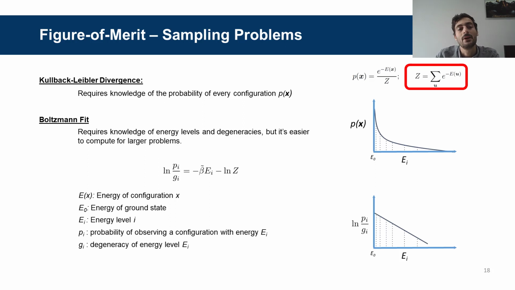But if you have bigger problems, there's a trick that you could do, and I've seen this in multiple papers. You can do Boltzmann fit, where you could know the energy levels and the degeneracy of each of those energy levels, and then you can compute this for larger problems, because you only have to plot this ratio, the log of this ratio, according to the energy, and then you can do a linear fit of that function. So it's very interesting. It's a good trick, and we've used this in our experiments.